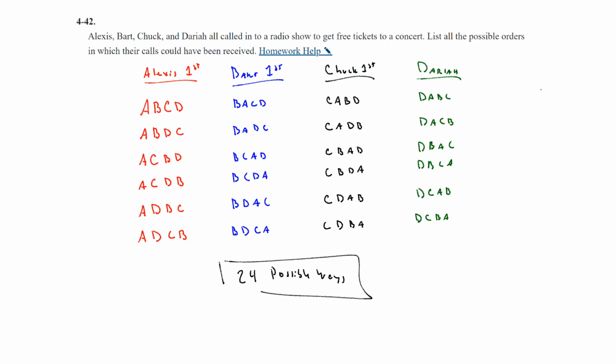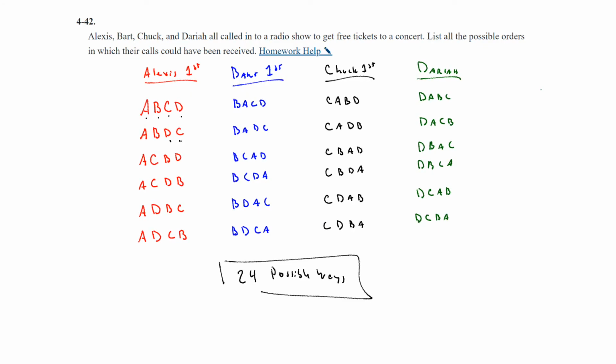Alright, I went ahead and listed all of the possible orders in which their calls could have been received, and the way I set it up was, for example, if Alexis has the first call, then she can call first, then Bart, then Chuck, then Daria. And then I just switched these two around. So I kept Alexis and Bart first, and then I switched Daria and Chuck around.